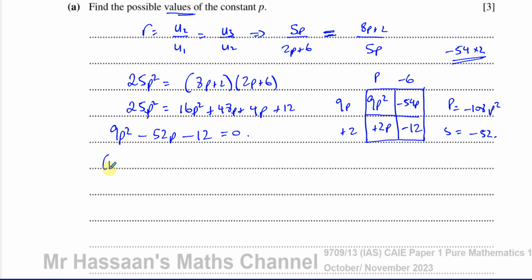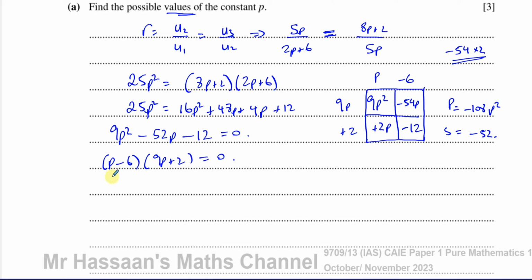We have (p − 6)(9p + 2) = 0. We can check it: 9p² + 2p − 54p, that's −52p, and −12, so it works. Okay, so these are the two factors.